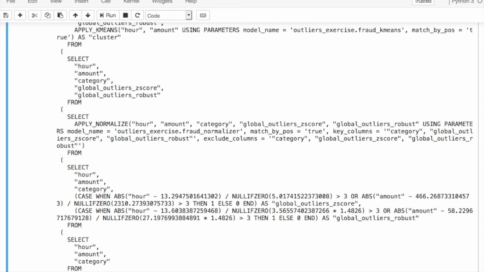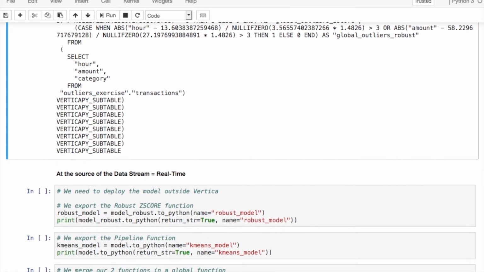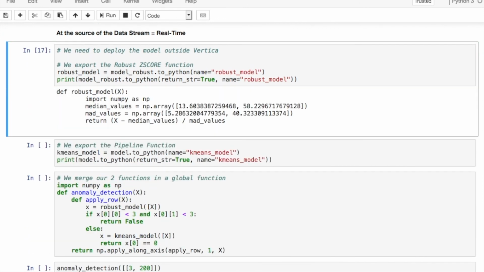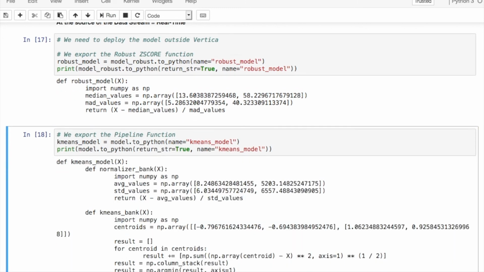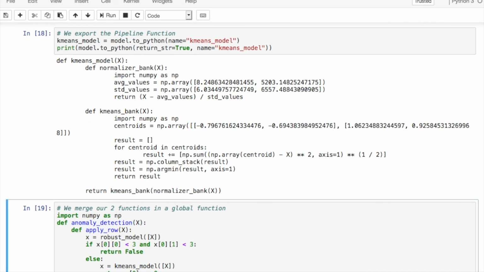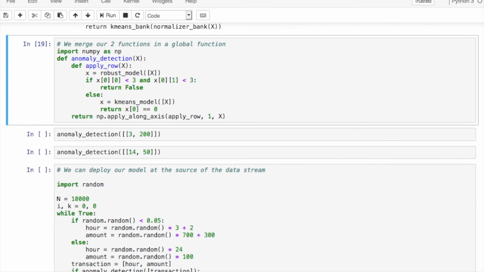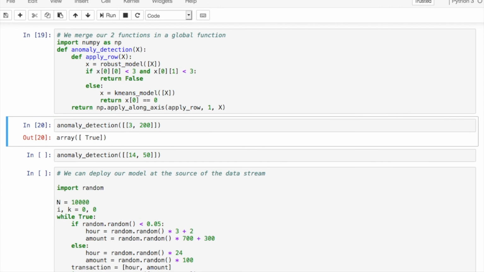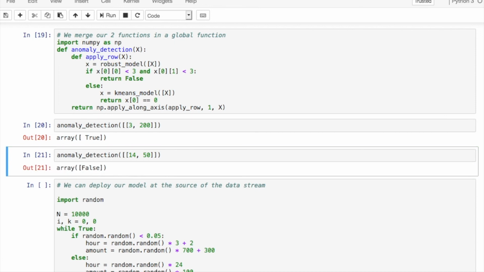What about real-time? If we want to bring our model to the data source, it is also quite easy. We export our first Robust Normalizer model and our pipeline model. We can merge them using a very easy Python function. If a transaction has a Robust score lesser than 3, then it is a regular transaction, otherwise we proceed with the KMeans. Let's consider a transaction of $200 at 3 a.m. It is fraudulent according to our rules. A transaction at 2 p.m. of $50 seems to be totally regular.